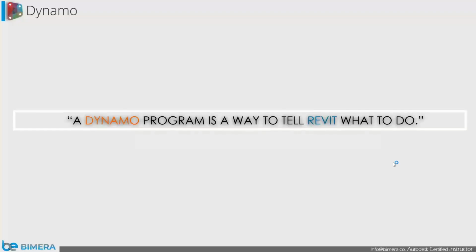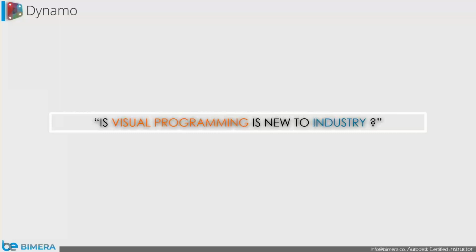So, the Dynamo program is actually how we are communicating with each other. Dynamo has a different language and Revit has a different language. So Dynamo will tell Revit what to do with a different programming language, that's called visual programming. And this is not new to the industry. Visual programming has existed for so long.